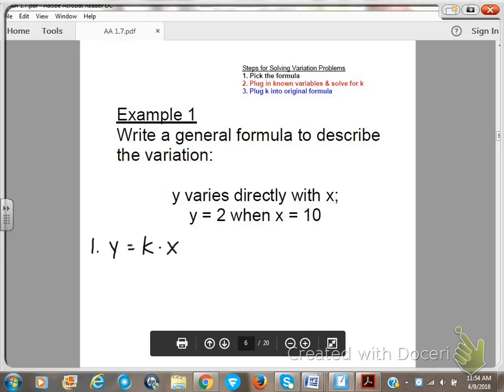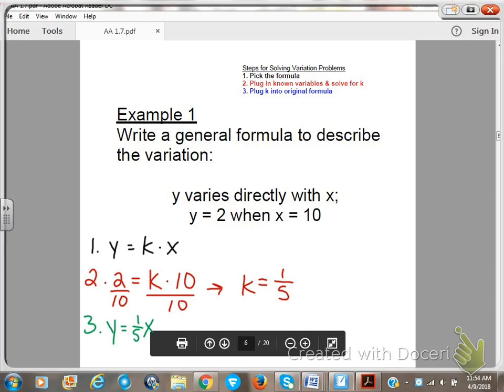Now we need to plug in the known variables and solve for k. I know that y equals 2, k is what I'm solving for, and x equals 10. To get k by itself, we'll divide both sides by 10. That gives us that k equals 1/5. And then step 3, you plug k into the original formula. So we'll write this as y equals 1/5 times x. That's your final answer. Y varies directly with x, y equals 2 and x equals 10, so the general formula is y equals 1/5 times x.